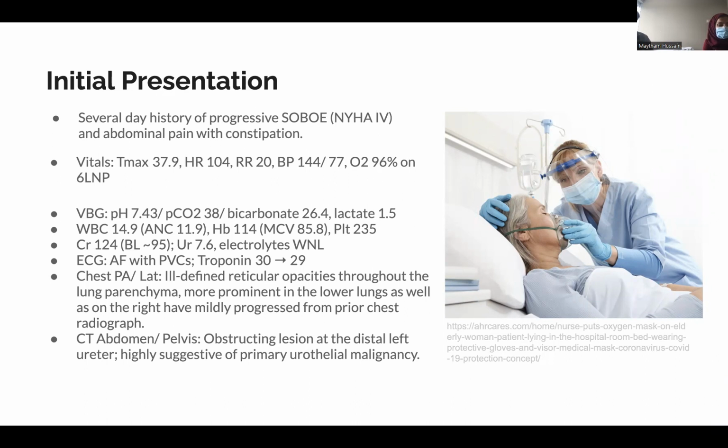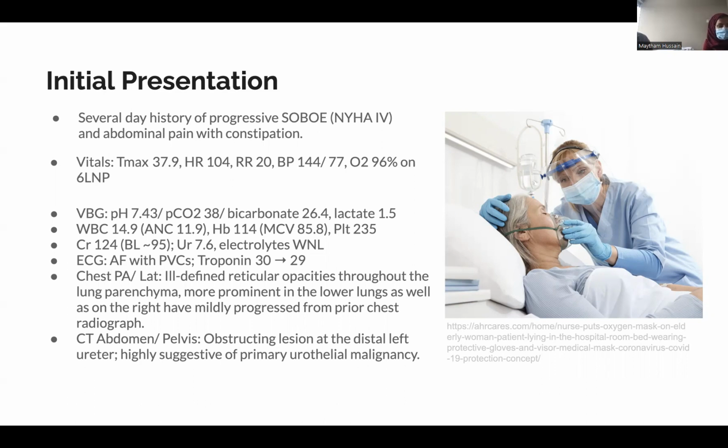On physical exam, her JVP was noted to be 5 centimeters above the sternal angle with a positive hepatojugular reflex. She had bilateral diffuse inspiratory crackles, more prominent in the middle and lower lung zones. There was no pitting edema noted. And then finally, she was noted to have a loud P2 on cardiac auscultation.